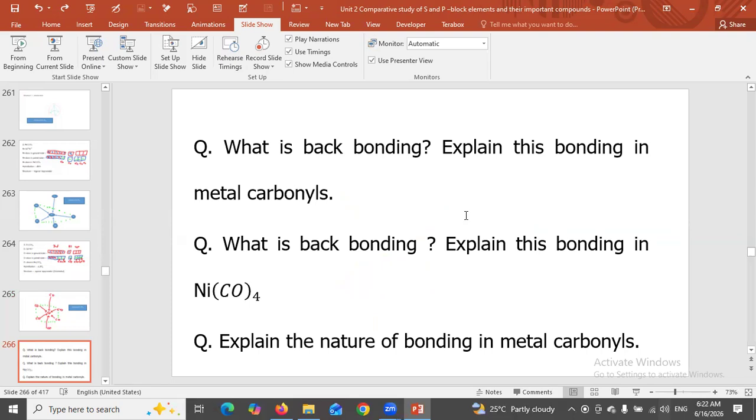What is back bonding? Explain the bonding in metal carbonyls. What is back bonding? Explain the bonding in nickel tetracarbonyl. Explain the nature of bonding in metal carbonyls.